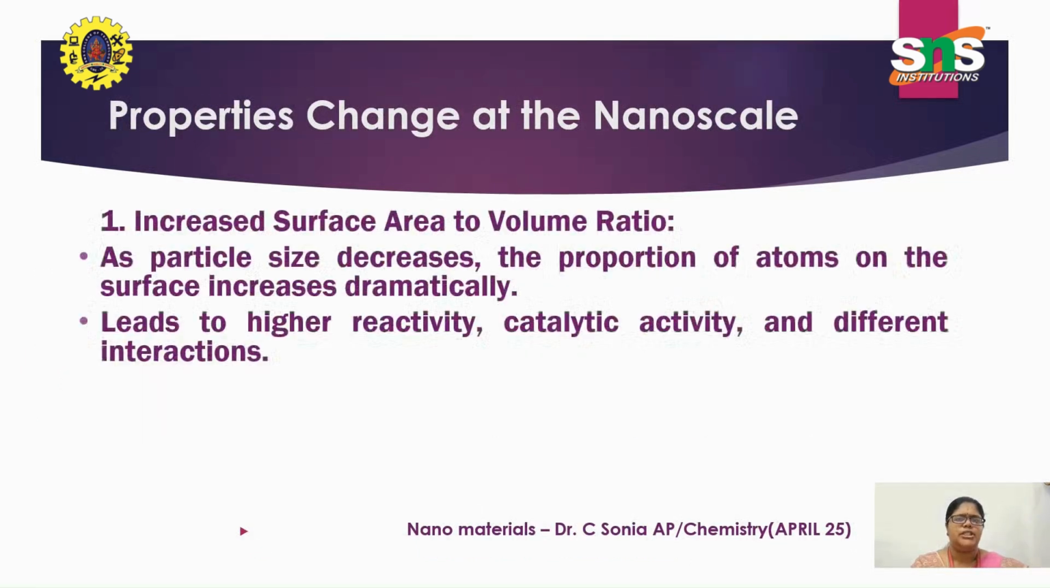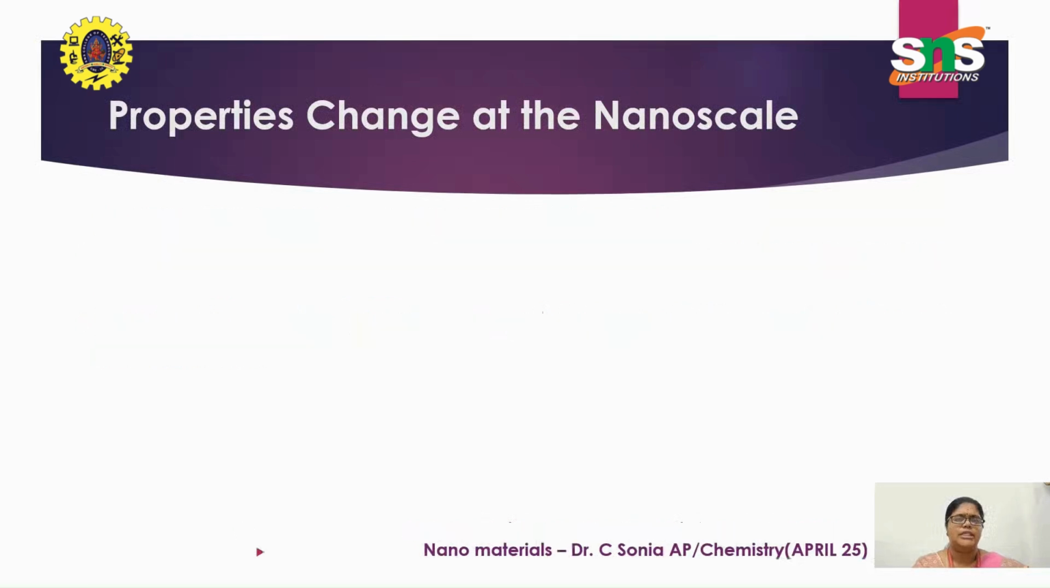Now, the property changes at the nanoscale. The properties of nanomaterials change at the nanoscale level. That is the increased surface area to volume ratio. As we know, nanoparticles are very small in size. As the particle size decreases, the proportion of atoms on the surface increases dramatically. This leads to higher reactivity, catalytic activity, and different interactions. So this is a very good property of nanomaterials.